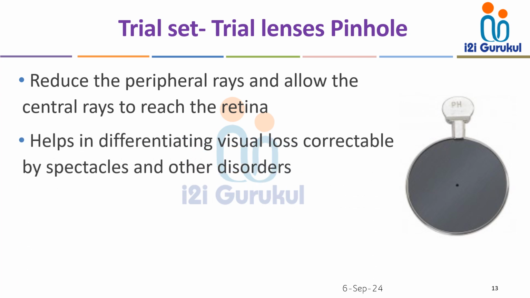It helps in differentiating visual loss, whether it is correctable by spectacles or whether other disorders are related to the visual loss. This accessory looks like an occluder, but it has one or two small holes in its center. It is used to conduct the pinhole test to find out whether the poor visual acuity is caused by an uncorrected refractive error or by an eye health problem.